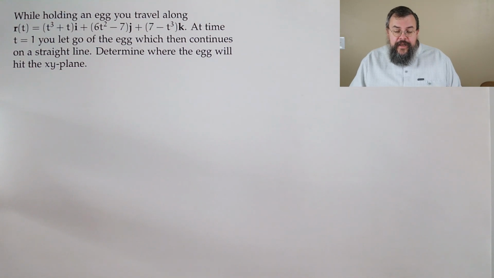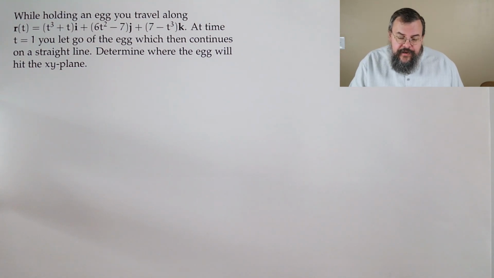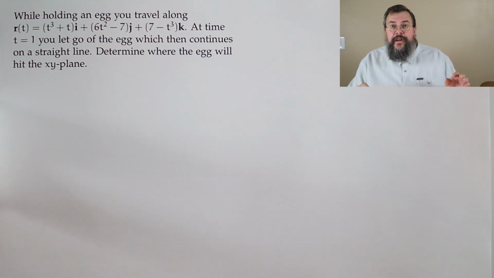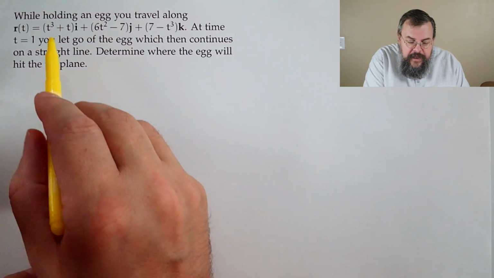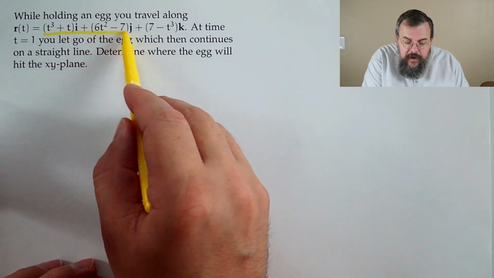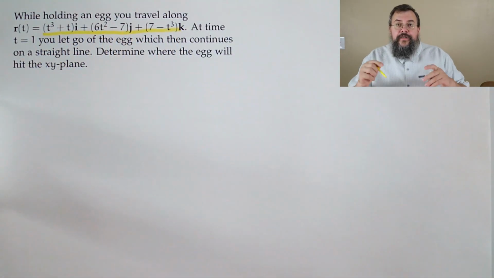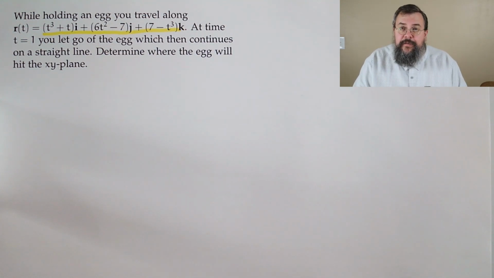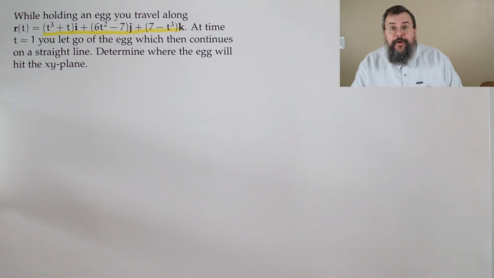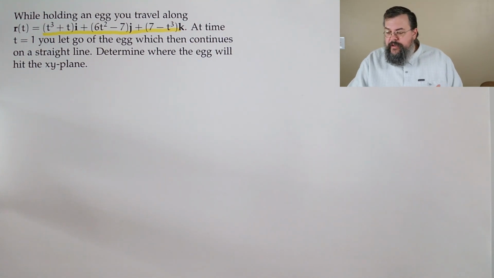While holding an egg, you travel along this curve into something. Now notice that this is presented in a slightly different format, where instead of having it as a list of entries, we have something times i, something times j, something times k. You can do either one. They both represent the same thing. We shouldn't let notation prevent us from making progress.